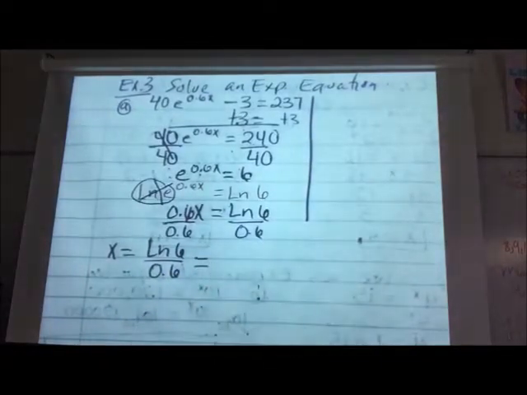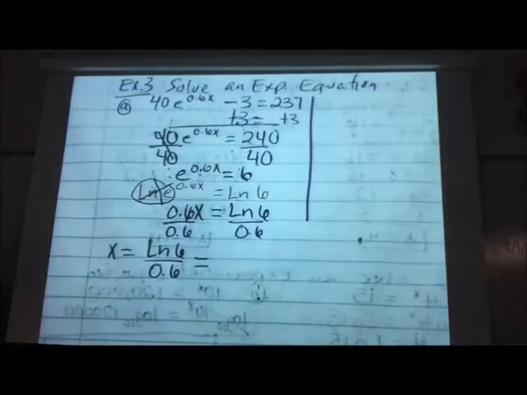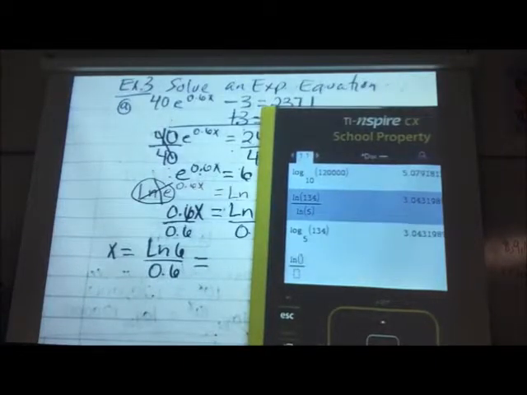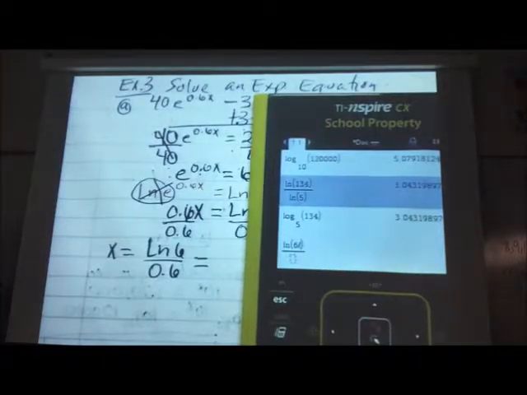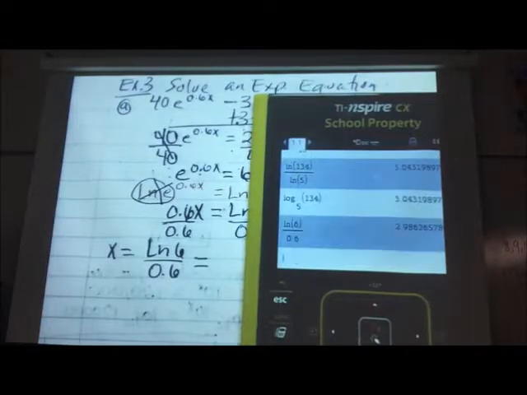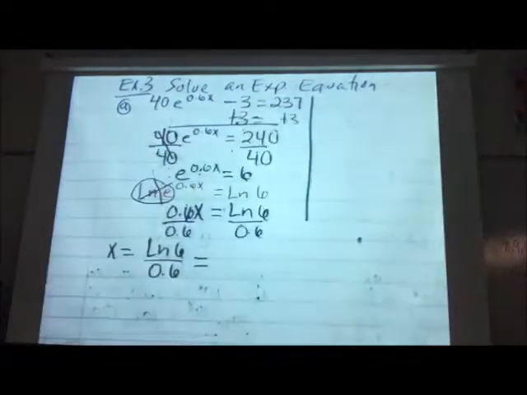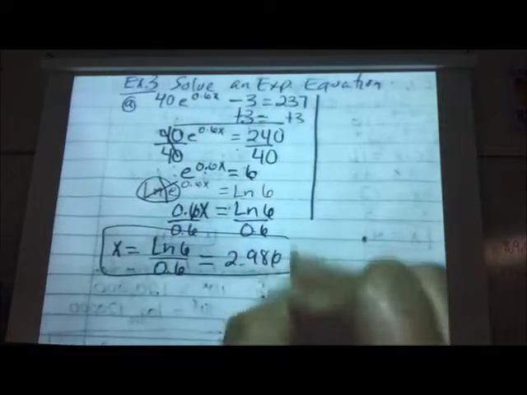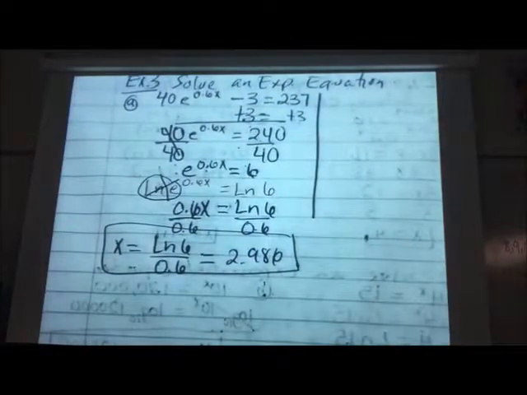And we put that into the calculator really quick before we stop. We can finish this. ln of 6 divided by, whoops, that goes in the bottom, 0.6. What is it? 2.986. And so that's 2.986. All right. Are we good?